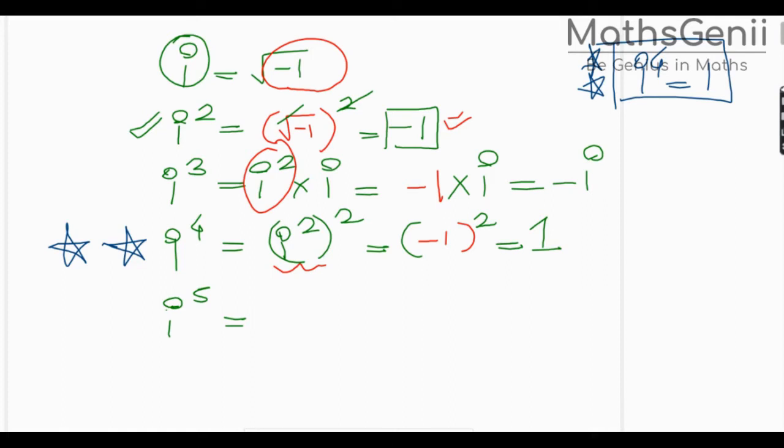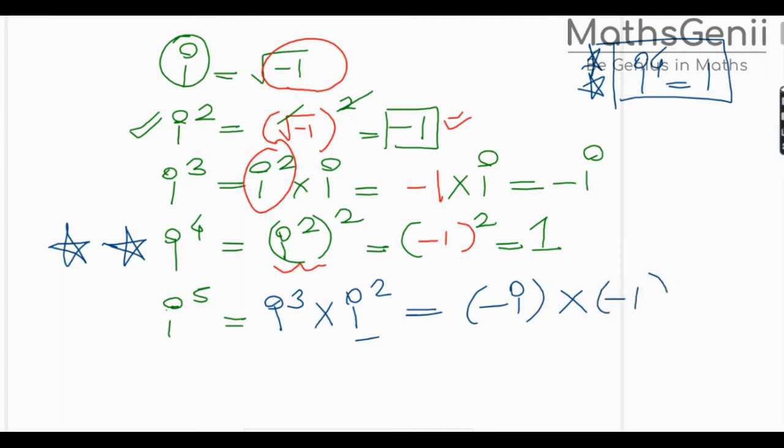Okay. Now i raised to 5. I raised to 5 can be similarly found out. I cube into i raised to 2, 3 plus 2, 5, right? So what is i cube? I cube is minus i. What is i square? I square is minus 1. So minus minus gets cancelled out and your answer remains as i.